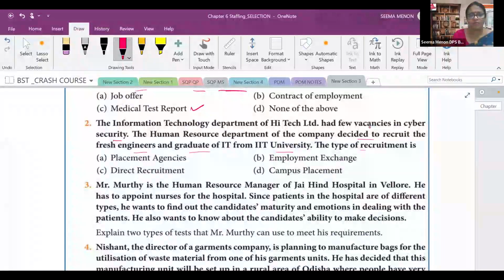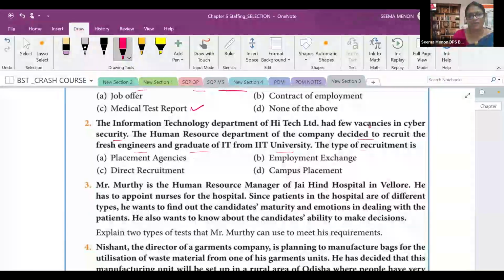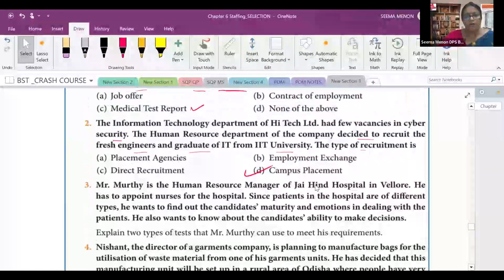There are various types of recruitment agencies. So in that, first one, placement agency, that cannot be. That is a private agency, they do the placement. So nothing to do with the campus or directly from the freshers. Employment exchange, that is also for temporary government employees. That is for government temporary appointment. Direct recruitment is not possible there. That is mainly for skilled laborers, skilled workers. Then what is coming? Campus interview is the answer. Directly they are going to the universities and they select the freshers. Hope you are clear with that.